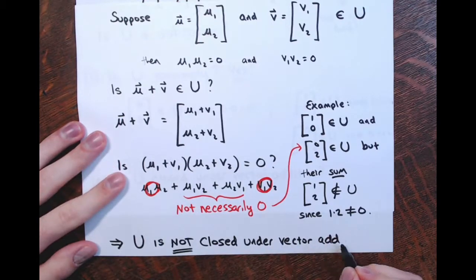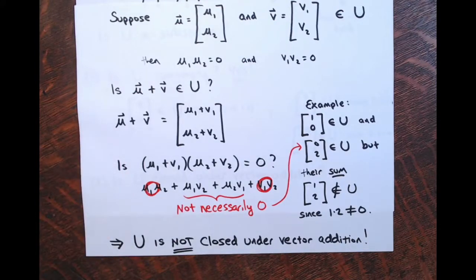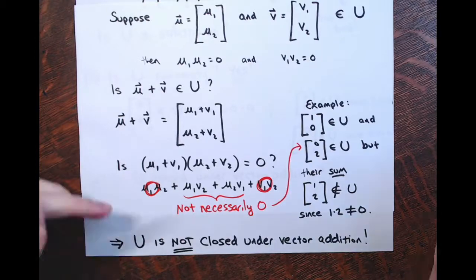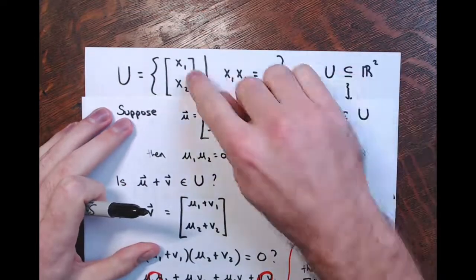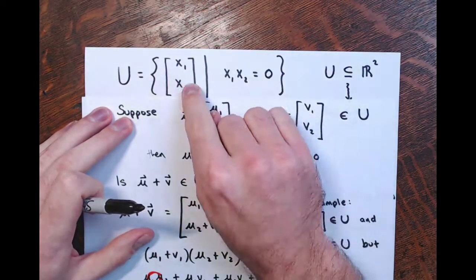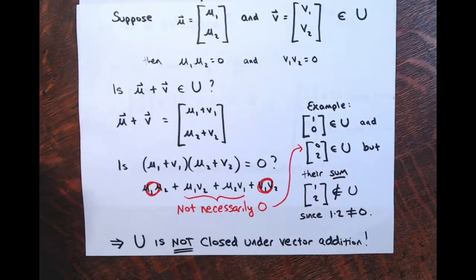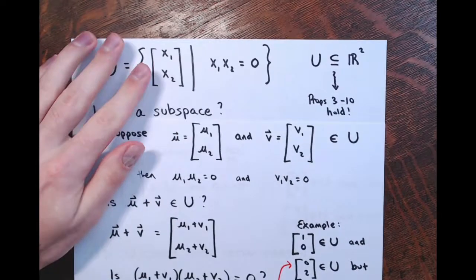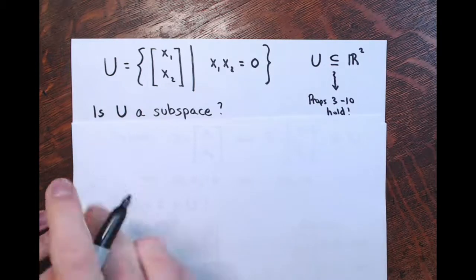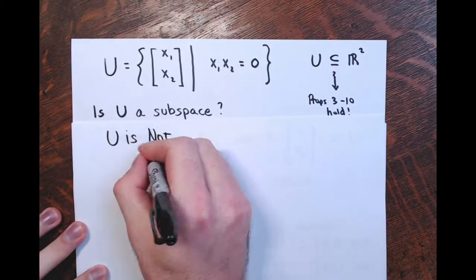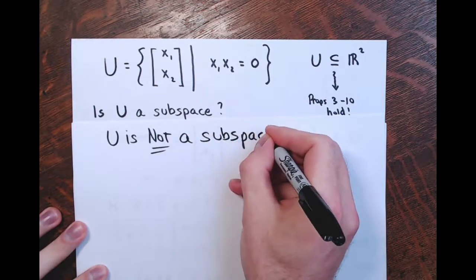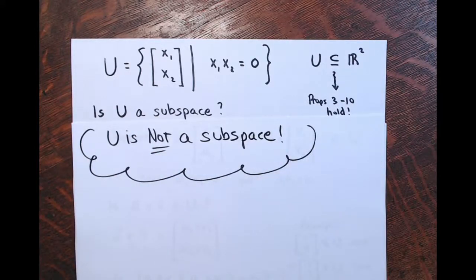So that first property, property 1, or was that property 2? One of the closure properties does not hold. Yeah, 3 through 10 would hold, but not 1 or 2, right? Well, property 2 would hold. It is closed under scalar multiplication, because one of these would have to be 0 for this to be true. If I multiply by any scalar, you're still going to have a 0 in there. So it is closed under scalar multiplication, but as we've seen here, it is not closed under vector addition. So this set of vectors does not satisfy all 10 vector space properties. So therefore, set U there is not a subspace of R2. It would not satisfy all 10 vector space properties.